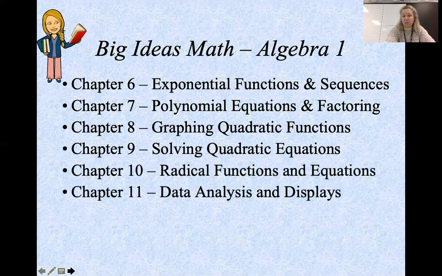And then we'll get into solving quadratic functions. And then if we have time, we'll look at chapter 10, which is radical functions and equations. Most of the time we stop around chapter 9, solving quadratic equations. Chapter 11 is where we pull in some data analysis and probability to prepare for the Keystone exam, which we are scheduled to take at the end of the semester. And with this being a spring semester course, it'll be in May.